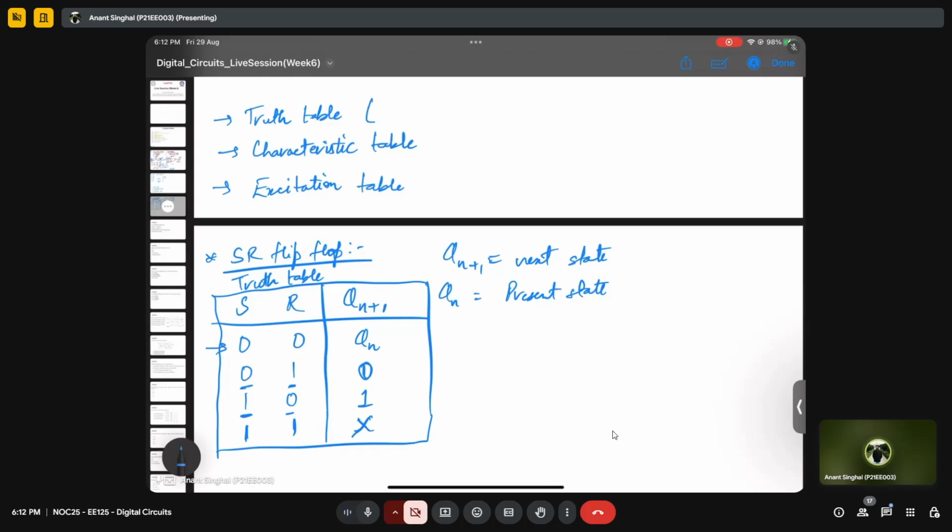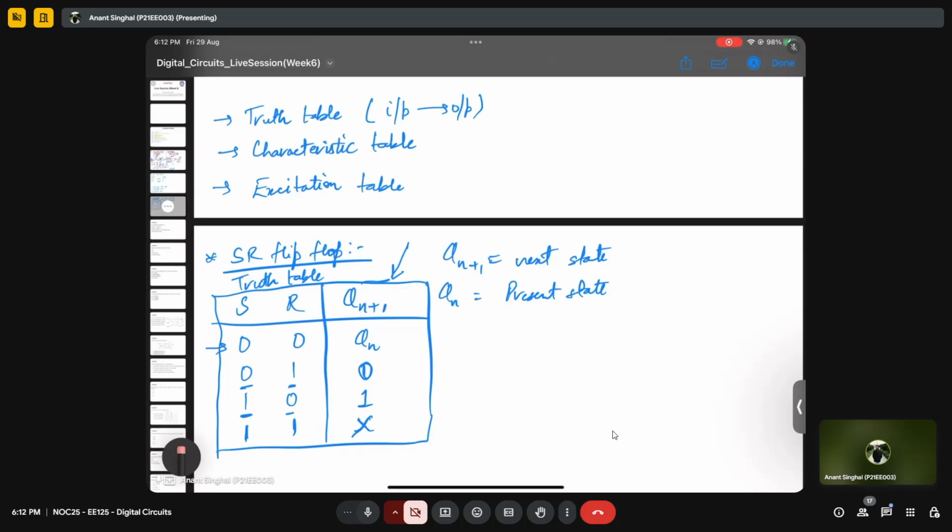So in the truth table, in general, you see that we have certain inputs and we have certain outputs according to the inputs that we have. That is basically this: what is the next state based upon the inputs, which are S and R. The characteristic table has input.